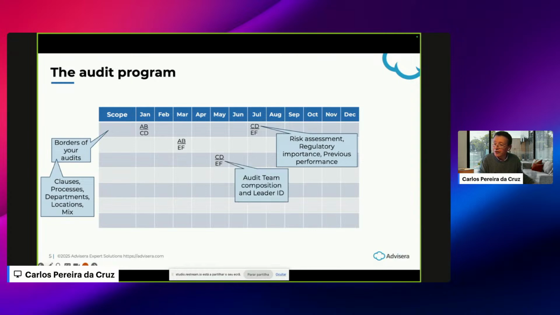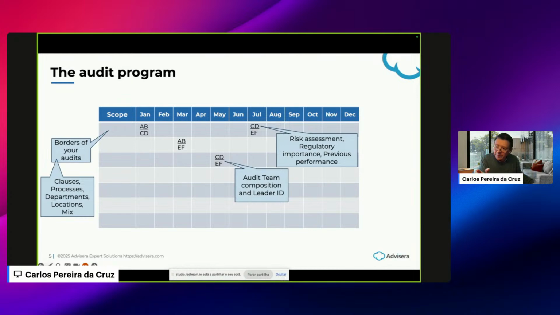Here you see the audit team composition, which depends on your resources. Internal audit frequency and scope will depend on the number of internal auditors and their experience, process criticality and risks, and also previous audit findings.